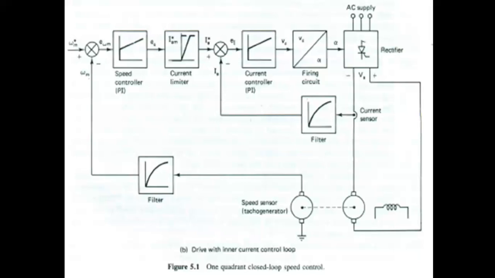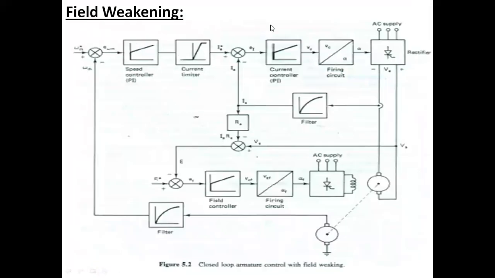Now, how will the field be weakened? We will see here. So field weakening. If you see the figure 5.1, this figure can provide speed control up to the base speed only. If you want to go above the base speed, field control must be combined with the armature voltage control.